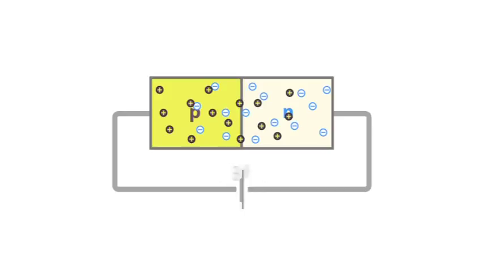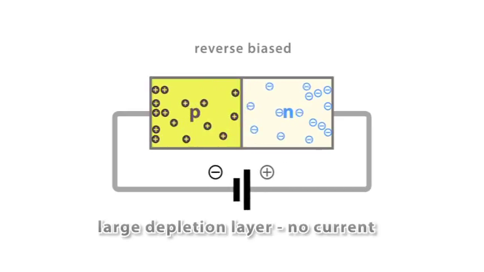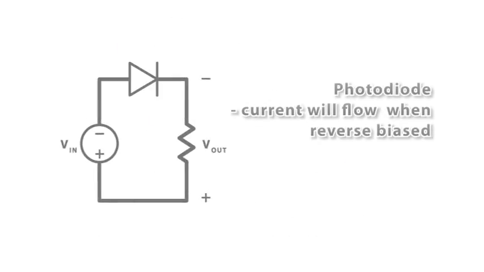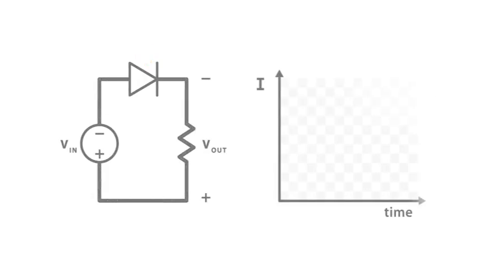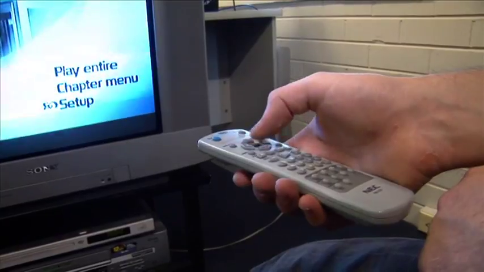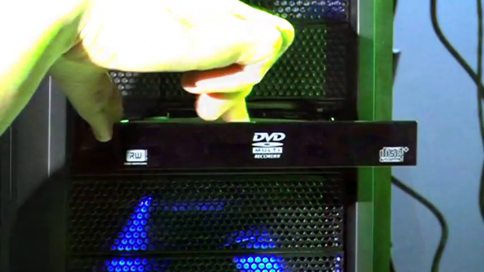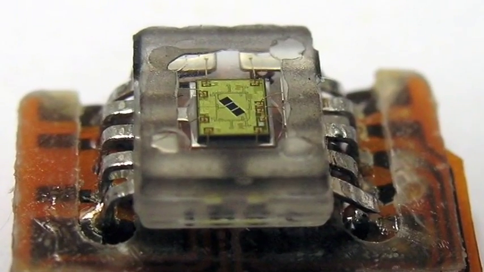Normally, a diode that is reverse biased does not allow a current to flow. But if a photodiode is exposed to light when it is reverse biased, a photocurrent will flow. This means that the diode is off until a light shines on it. When it switches on, photodiodes are used as receivers in remote control units, in CD and DVD readers, security systems, and many other applications.